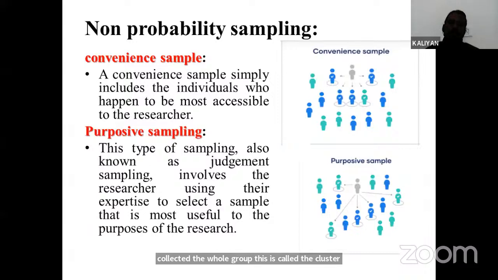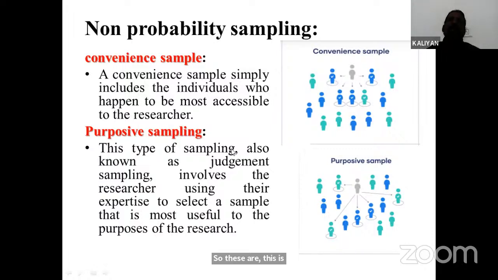And non-probability sampling. In non-probability, as I mentioned, there are convenience sample, purposive sample, judgmental sample, and quota sample. Convenience sample is basically for those who are most accessible to the researcher. When it is easy to access the sample, we go for the convenience sample. Here the researcher takes the sample from those who are easily accessed. This is the convenience sample.